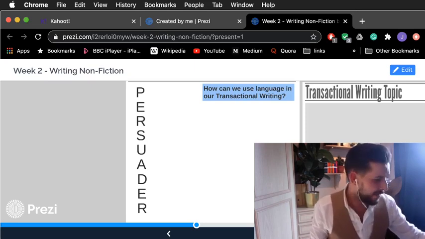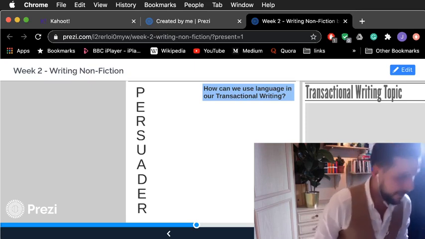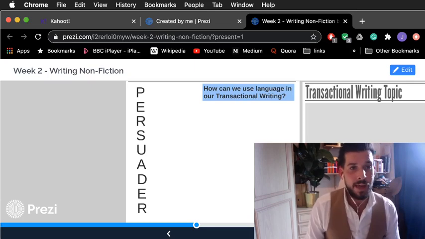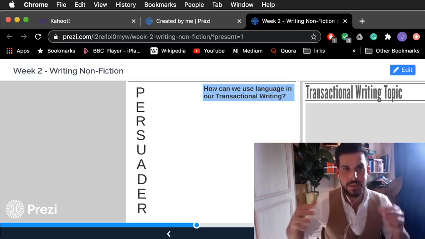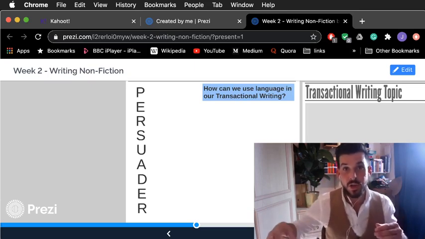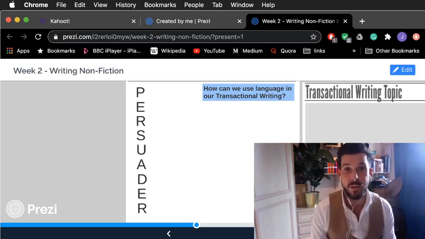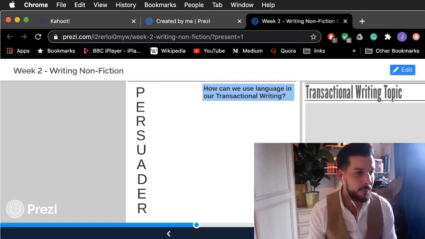And the persuader is great because not only does it help you think about the language features for two different purposes of writing, but it also gives us a toolbox or a list of language features that you can use for the reading side when you're looking for language and writing about language too. So it's double the meaning for your English studies. So I really would put some effort into getting this memorized, okay?